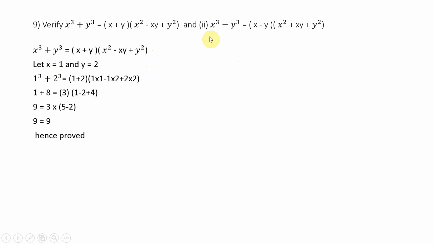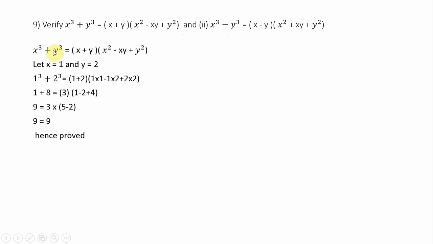Similarly, you can take x as 2 and y as 1 in the next one, because x cube minus y cube is given. So you can take x as 2 and y as 1, or whatever number you want, you can take it. It is not a mistake to take, but better take x as the bigger number. When you have a plus symbol, you can take any number, but when you have a minus symbol, check it once and take, so that you won't be in any problem later.